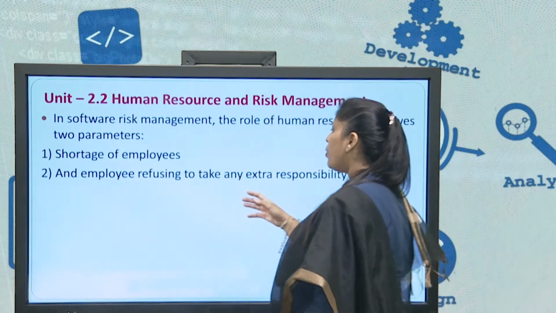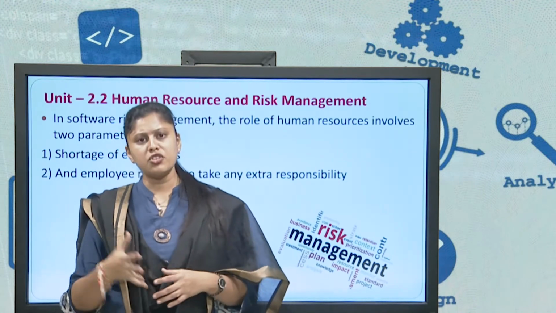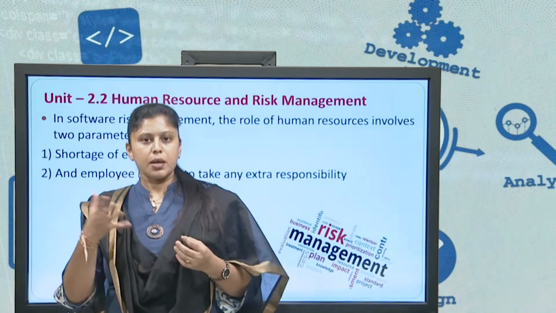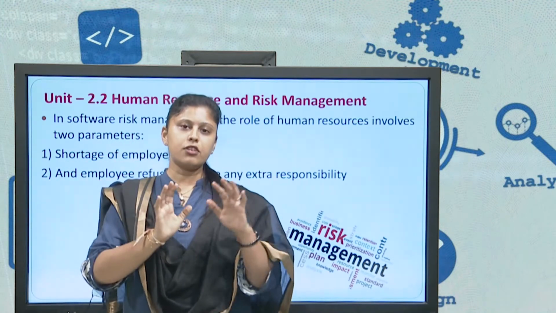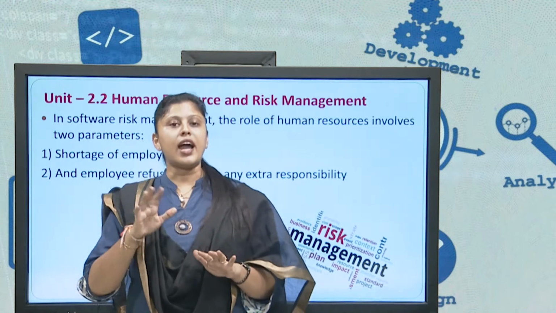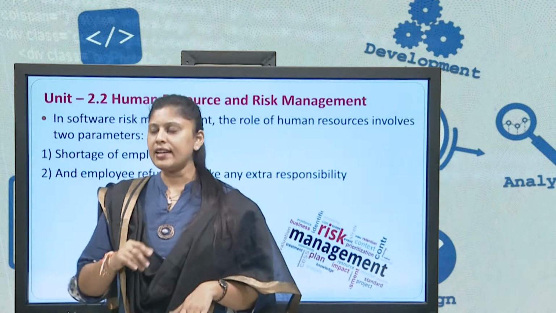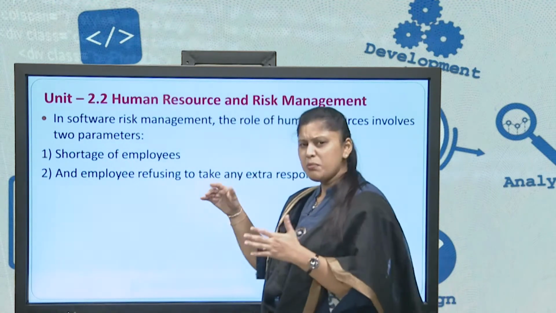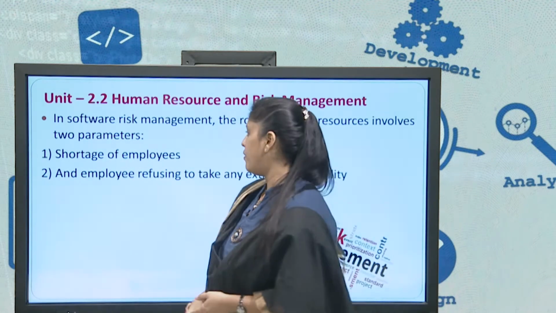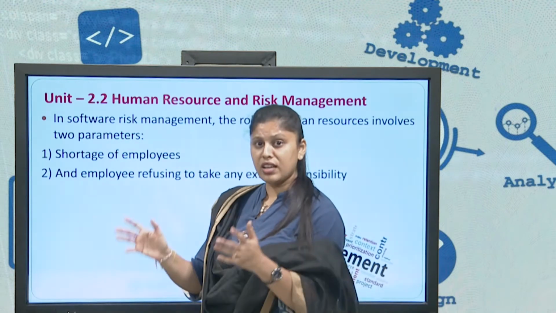Second is employees refusing to take any extra responsibility. Sometimes, because there is a shortage of employees, an employee gets overloaded. In that case, if some extra responsibility comes on their head, they will refuse it: no, I cannot take up certain things because I am already heavily loaded. I cannot take more work on me. In that case also, we will have a certain kind of risk. We won't be able to finish or complete our project on time. So these are two major things that come up in software risk management in companies.